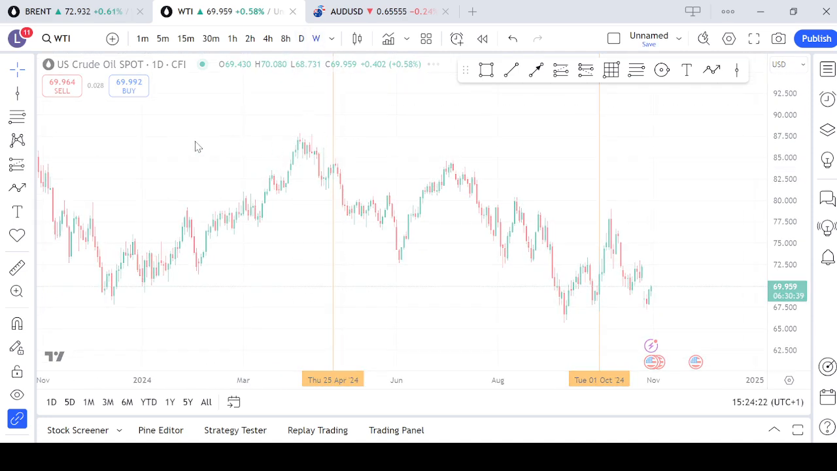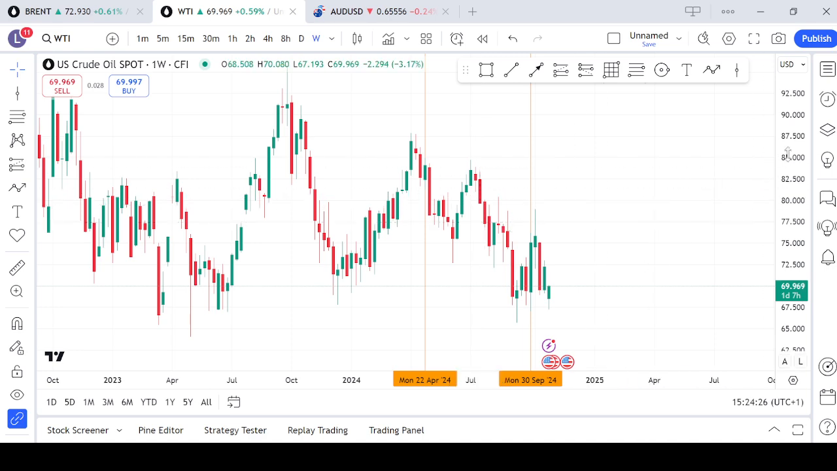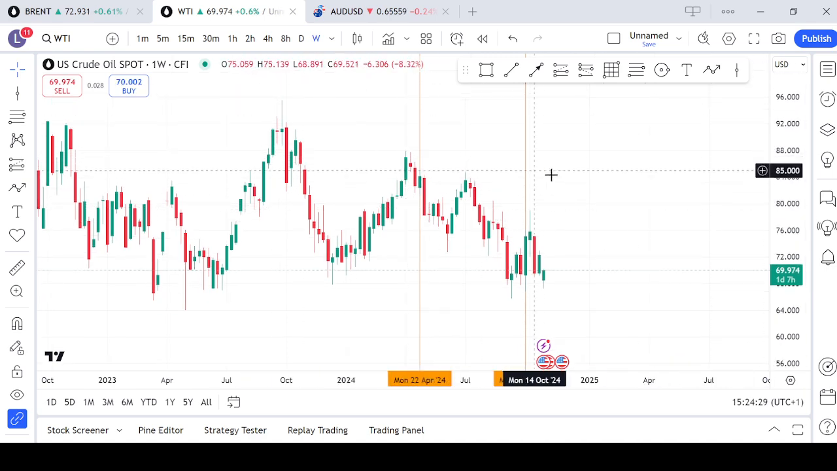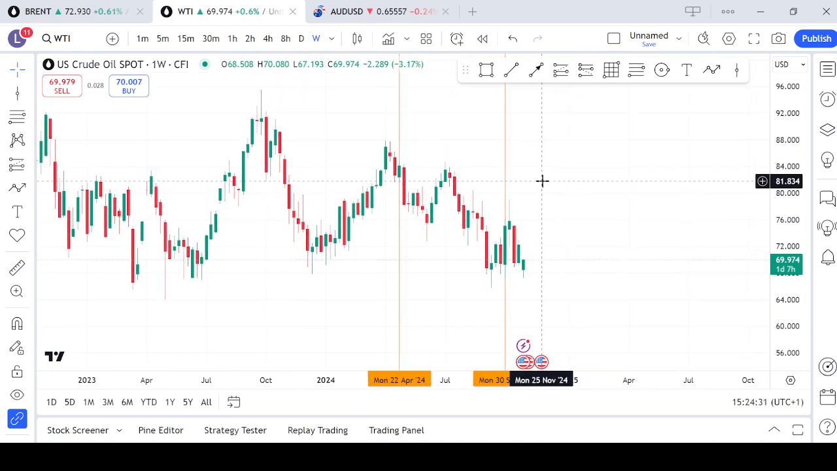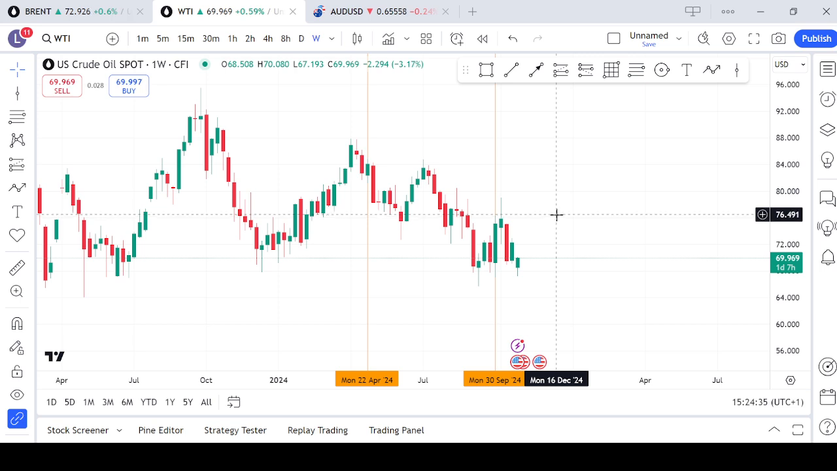This is a weekly time frame. This is a TradingView platform. This is the weekly time frame on WTI US crude oil. See this? So there are weekly reports.